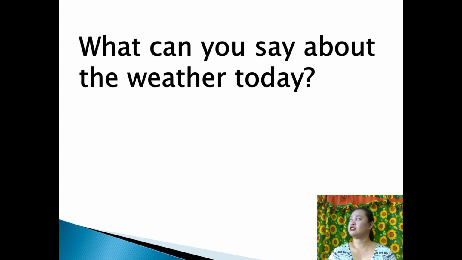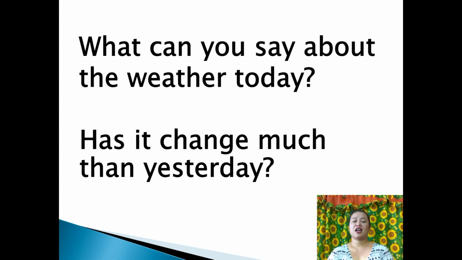But if you are looking out your window and the rain is falling down, it means it is a rainy day. Or if the sun is being covered by the clouds, maybe it is a cloudy day. Very good. Next. Has it changed much from yesterday? Yes. If yesterday was a sunny day and today is a rainy day, there is change. But if you have observed the weather yesterday and today to be the same, it is a sunny day, so there is not much change.